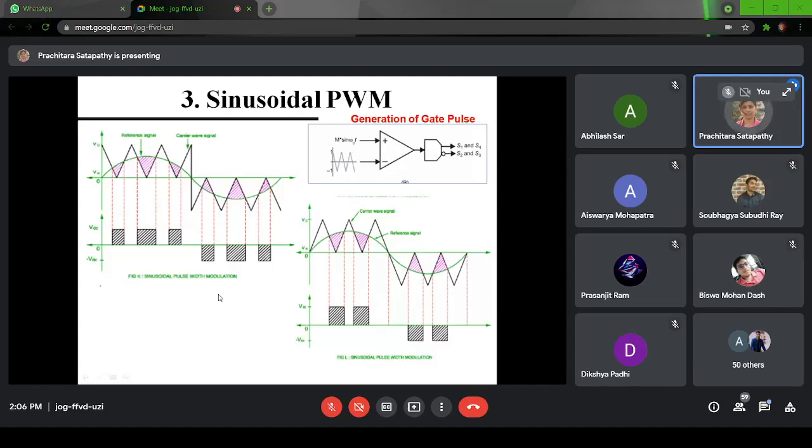Whenever you see that case, I also have one slide, but that is the theory part. Ma'am will teach you that, don't worry.